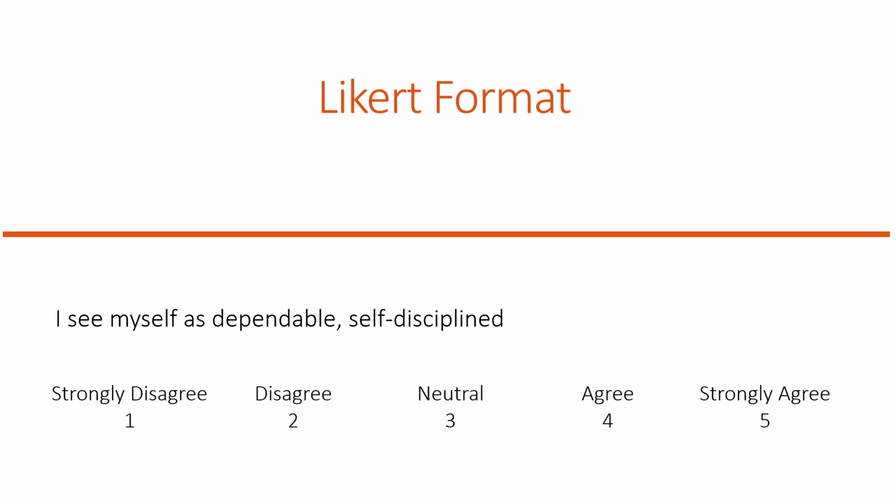As an example of a Likert scale item, you would get a statement like, I see myself as dependable and self-disciplined. This would be something from a personality test. And all you would do as the respondent is rate it on the scale of 1 to 5. Sometimes it's 1 to 7. In this case, it's 1 to 5, where 1 is strongly disagree, 3 is neutral, and 5 is strongly agree. And usually when people do surveys, you're not just going to get one, you'll get a bunch of different questions like this.